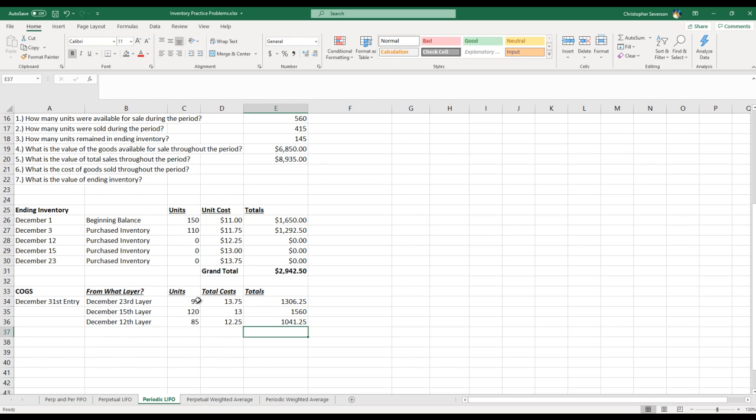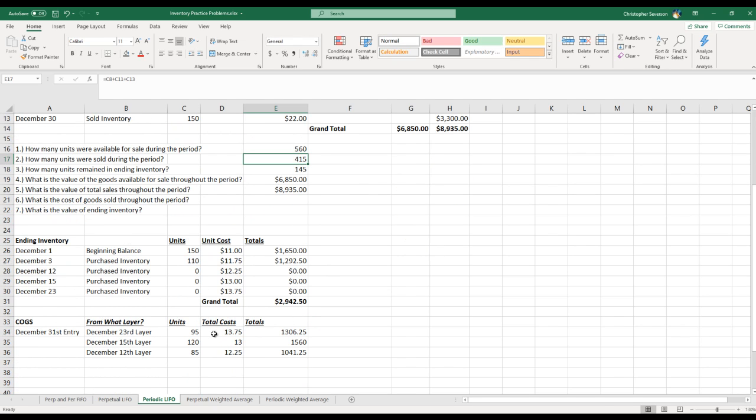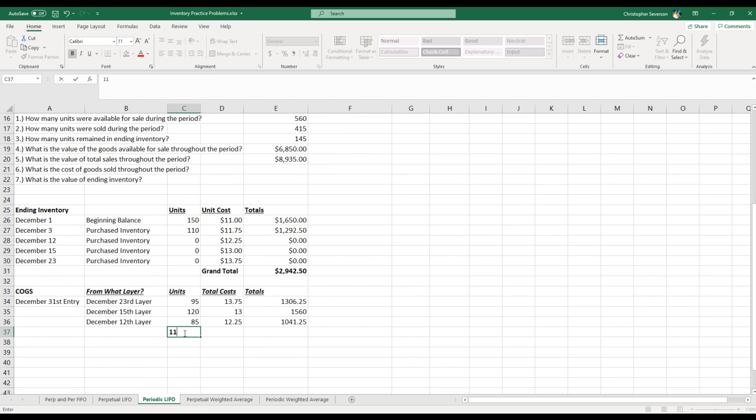So now we need to do a quick check. We're getting closer to our 415 units. Right now we have 300 units that we've moved over. You can just highlight them and see the sum, or you can do a quick formula to make sure. So we have 300. We need 415, so we need 115 more. The next layer has 110, so we're going to use all of that as well. That's the December 3rd layer. That was $11.75 per unit.